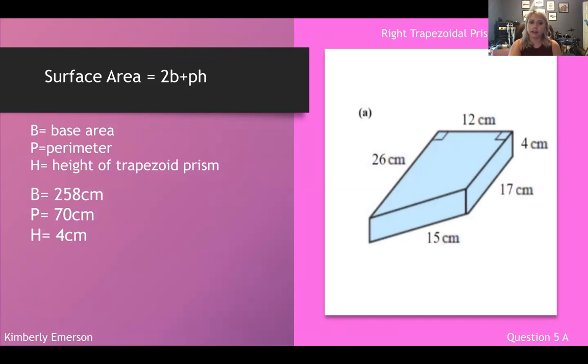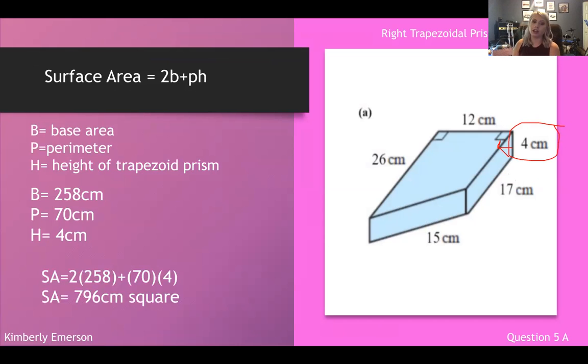258 centimeters squared, and perimeter was 70 centimeters, which we solved on the previous slide as well. And now it's time to include our 4 centimeters, because now we are talking about area. When we're talking about area, now we're talking about the inside, the height of the corner right there, which is 4 centimeters. So plug and chug that in like usual.